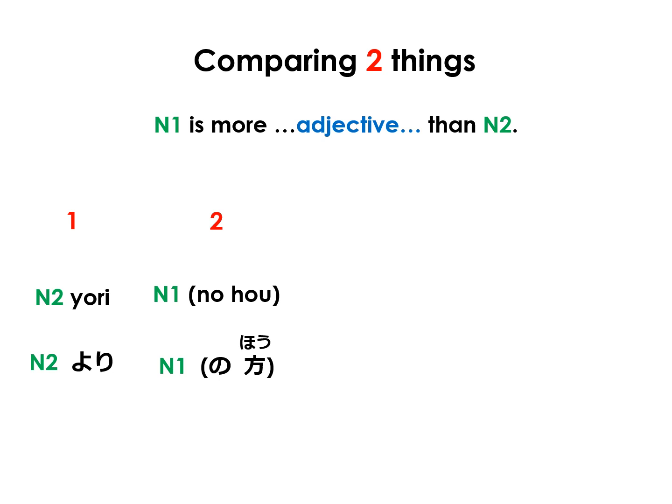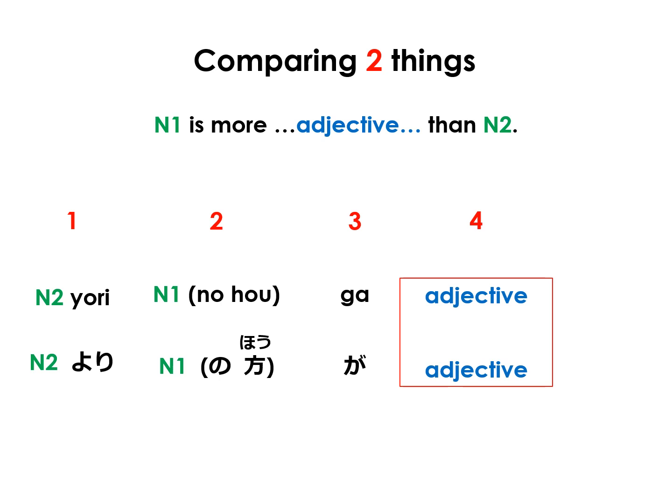No ho literally means the way of, so the way of the winner. It is optional and you don't have to say no ho. Then you follow it with the particle ga, which is the subject particle, indicating that N1 is the subject being talked about. Then we follow that with the adjective. Then we close with the verb desu. The whole sentence is N2 yori, N1 no ho ga, then the adjective desu.